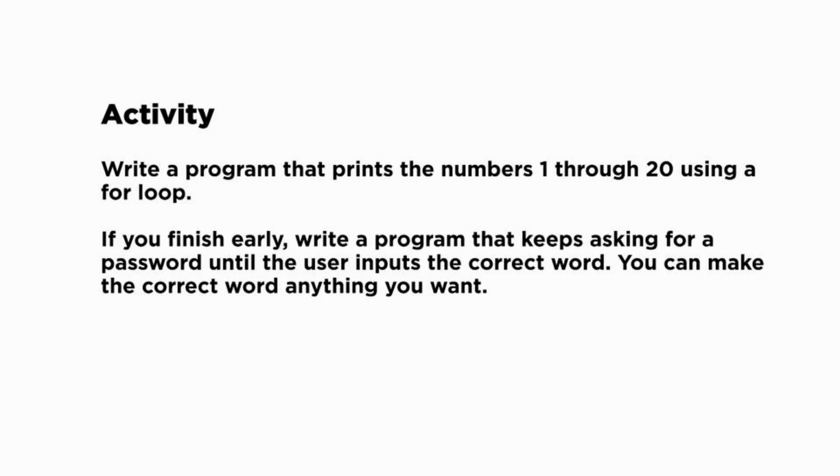Now moving to the activity portion. The first part is to write a program that prints the numbers 1 through 20 using a for loop. The second part is to write a program that will ask you for a password, and until the user gets the password right, it will keep asking for that password. This will involve using while loops. Now I will be moving to my Colaboratory screen to show the answers. Please feel free to pause the video and take a minute to do it by yourself.